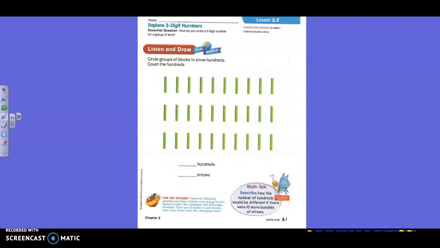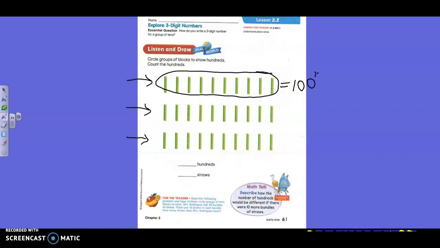Okay? There are 10 in this top. There are 10 in this middle. And there are 10 tens in the third line. So if there is 10, then this makes how many total straws for this one? 100. Well, it's 100 for this one. And then another 100. Circle the groups of blocks to show hundreds.